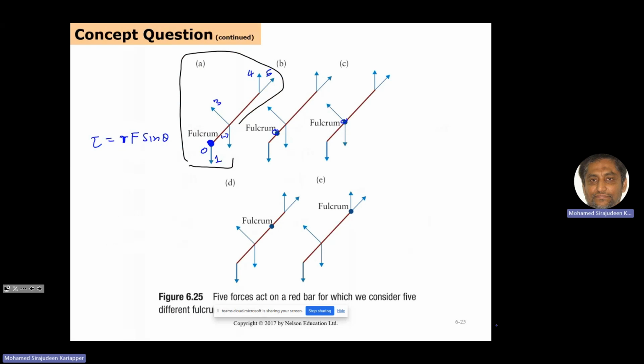Number 3. Right? Counterclockwise, so positive. Number 4, positive. Number 5, what about number 5?